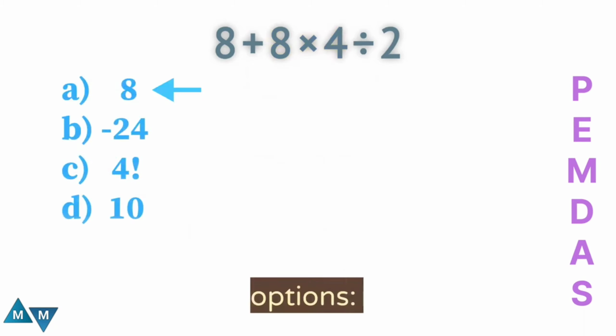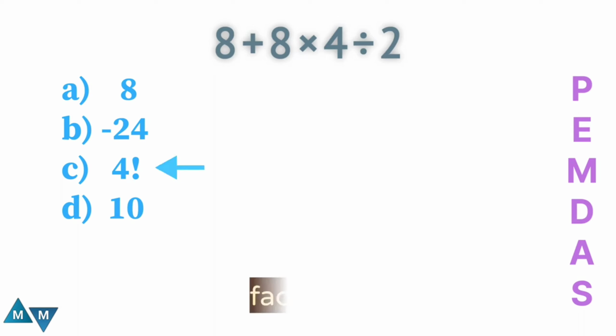Look at the options. The first one, 8, is incorrect. The second one is minus 24, which is also incorrect because our answer is a positive number. The third one is 4 factorial. Look, when a number has this little exclamation mark after it, we call this number a factorial.